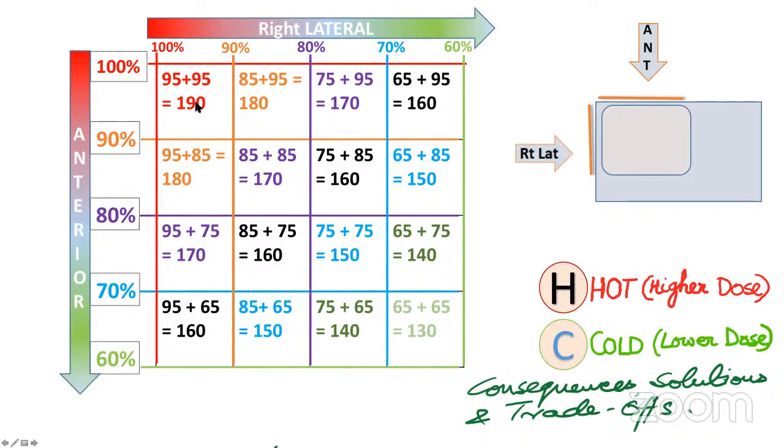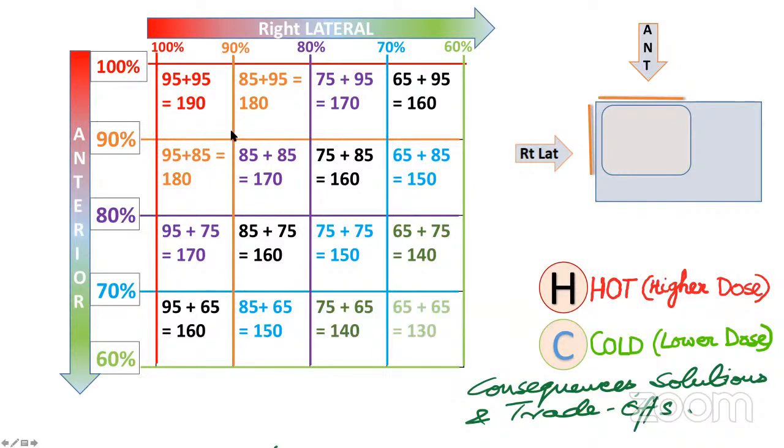So it gets 190. And just diagonally opposite to that, which is this area, it is getting from the right lateral field only 65%. And for the anterior field also, it is getting only 65%. So it is getting 130. Okay, so look at this gradient.